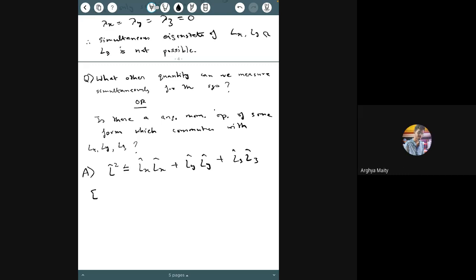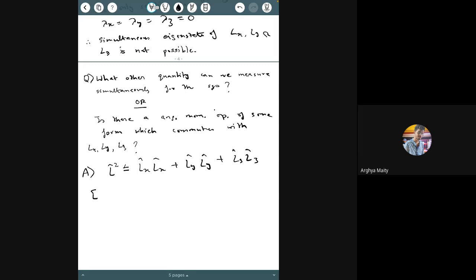Ma'am, is it not true that for any Hermitian operator, the operator and any power of it would commute with it? Yes, that's true. But L square is not a power of Lx individually, right? But since the commutator can be split into 3, yes, then you can. Yeah, that is true. You're right. So you can conclude that as well.